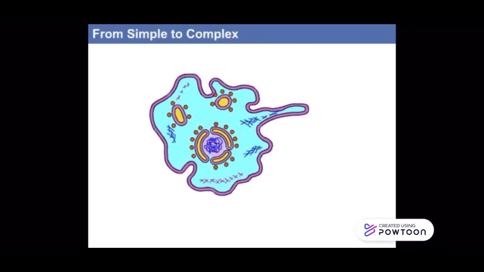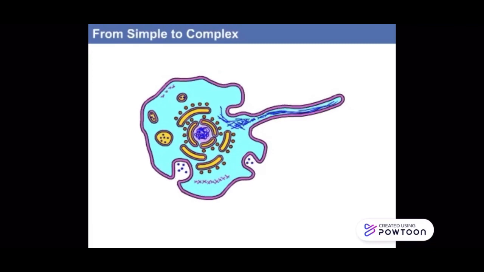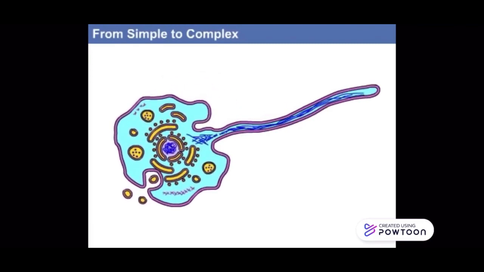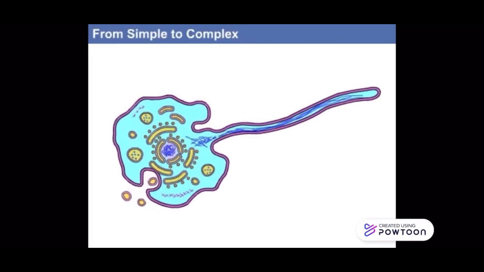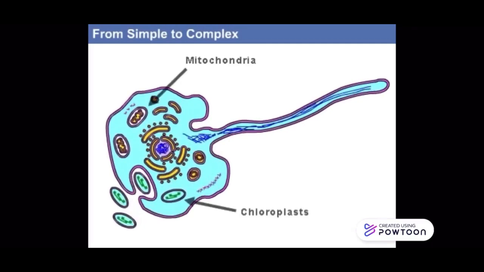Meanwhile, internal support was developing in the way of the cytoskeleton. The flexible membrane also allowed the cell to engulf larger molecules and even other smaller cells. This resulted in the entrapment of prokaryotic cells that would become mitochondria and chloroplasts in modern eukaryotic cells.